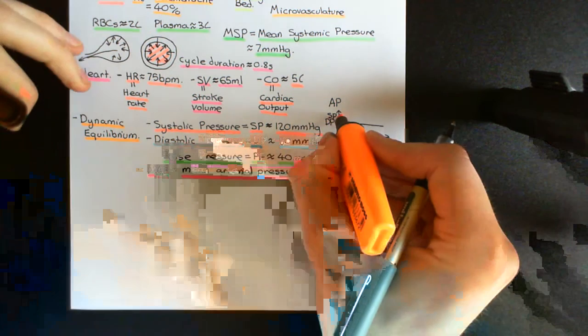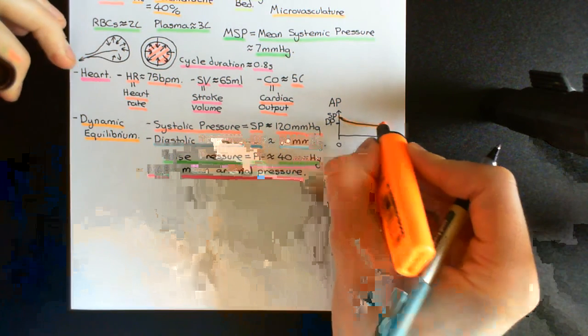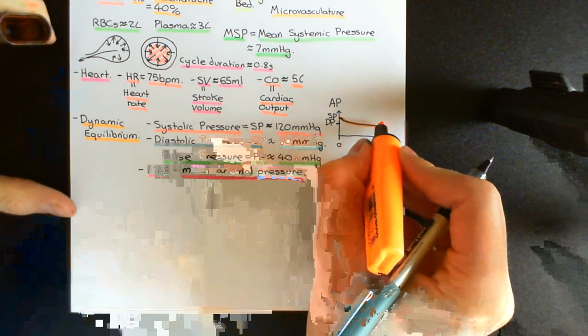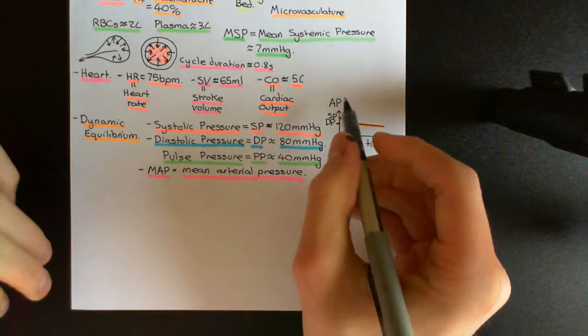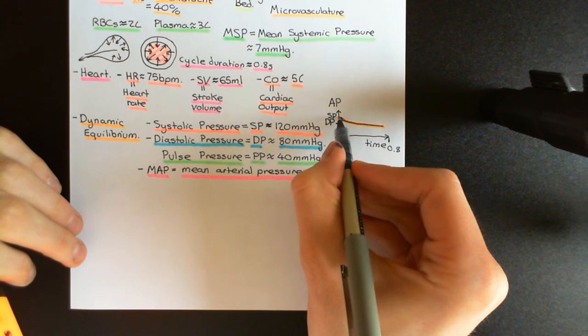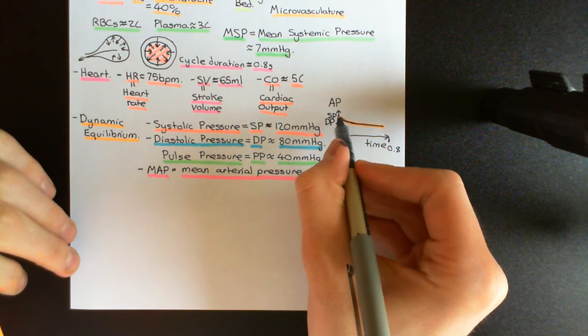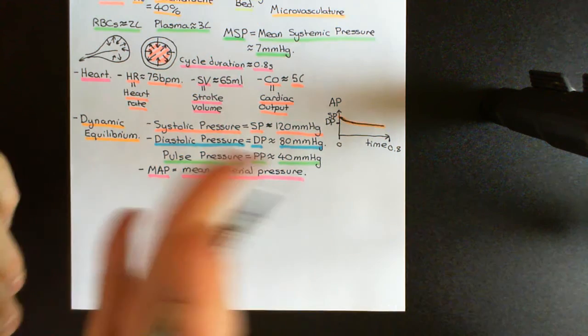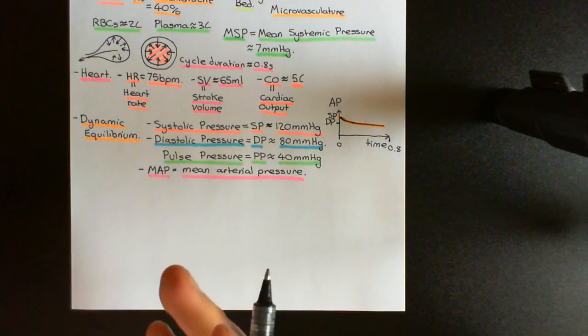Now the flow, the rate at which blood is flowing from the arterial system to the venous system through the microvasculature, is going to change at different points of the 0.8 seconds. So it is not just a straight line, and the reason it's going to change is because, of course, the pressure gradient changes as the arterial pressure falls. And why is the arterial pressure falling? Well, because blood is flowing back from the arterial system to the venous system.